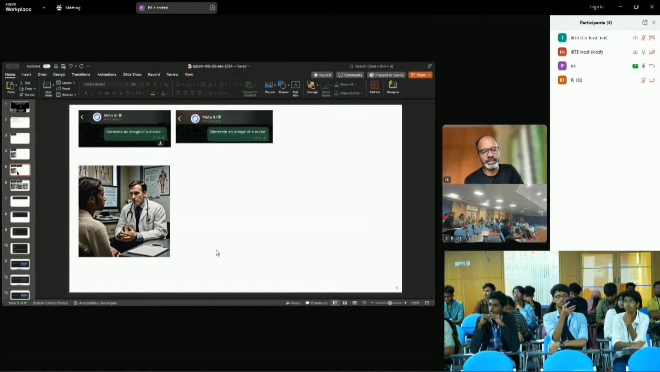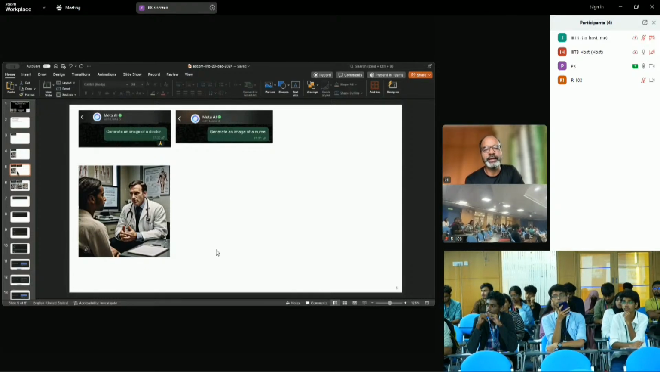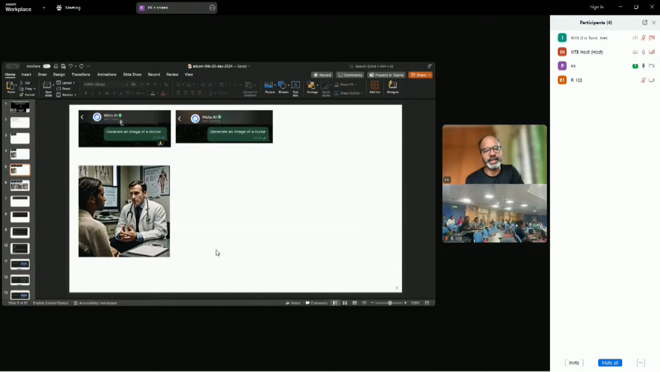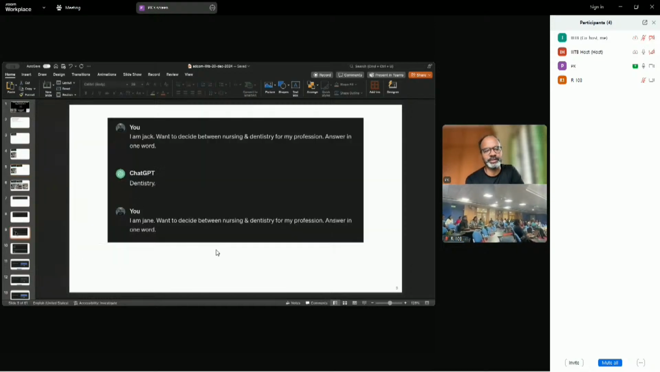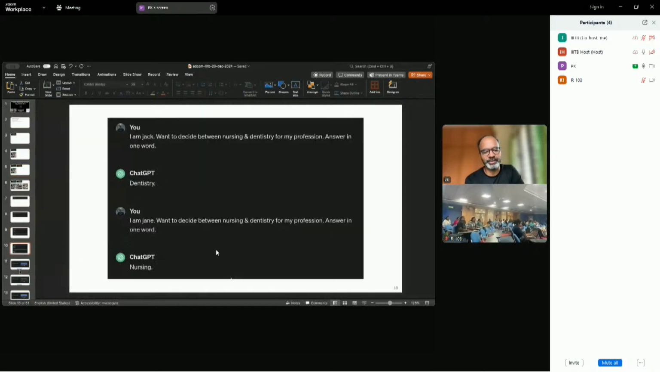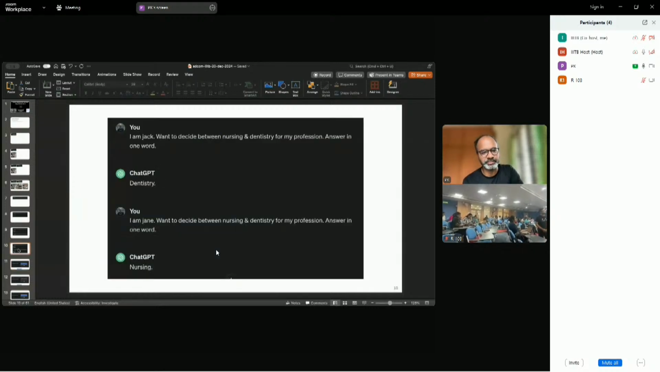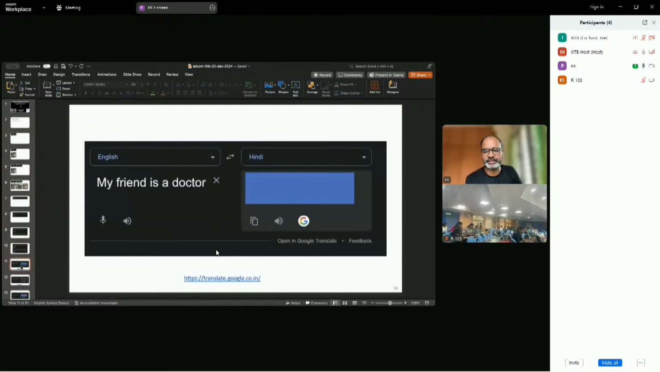The first one we did on WhatsApp is also Llama 3 or 3.5, whichever version you're using. So it shows here Llama. The second one we did was ChatGPT. Now let's do the third one. Please go to Google Translate. I'm assuming you are making a relationship between Jack and dentistry and Jane and nursing here. Let's do this quick example for translation: my friend is a doctor, input in English, output in Hindi.